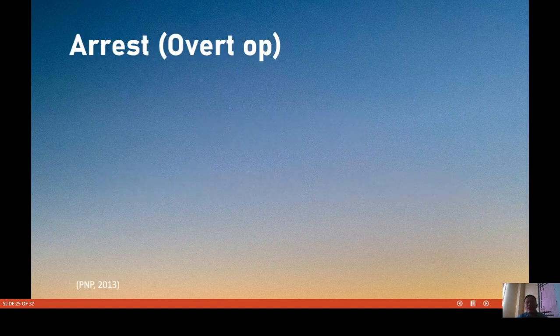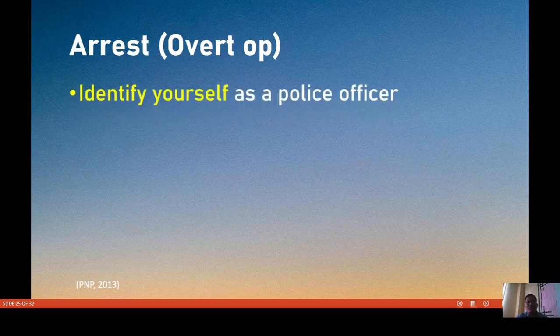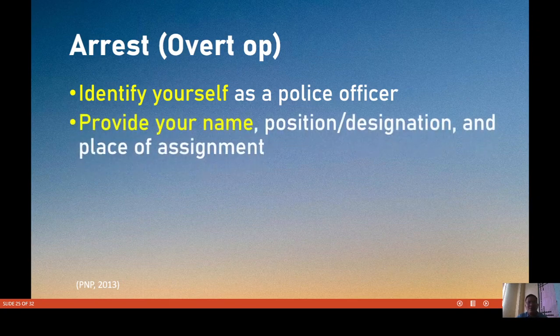So, when you are conducting overt operations, meaning police officers are wearing uniforms, they can be seen and identified easily as police officers because they are wearing uniforms. So that's what we call overt operation. So what to do is still identify yourself as a police officer. Next, provide your name, designation or position, and place of assignment.